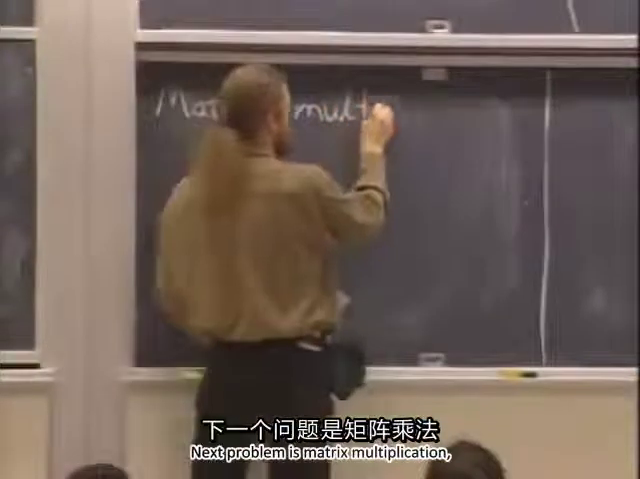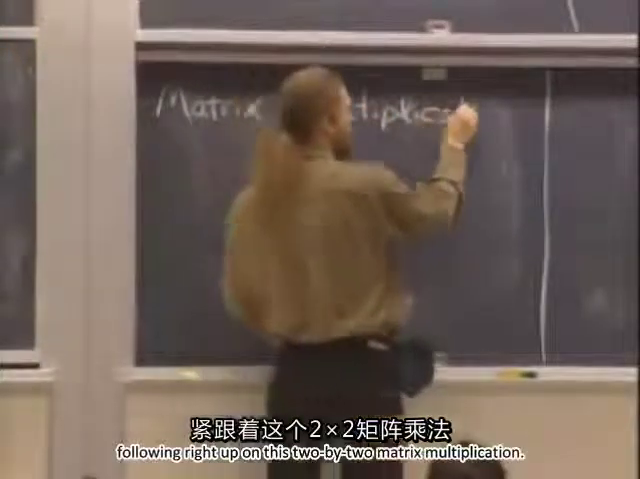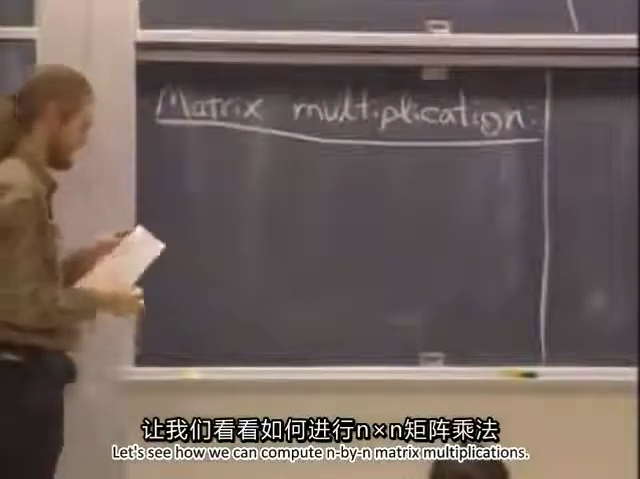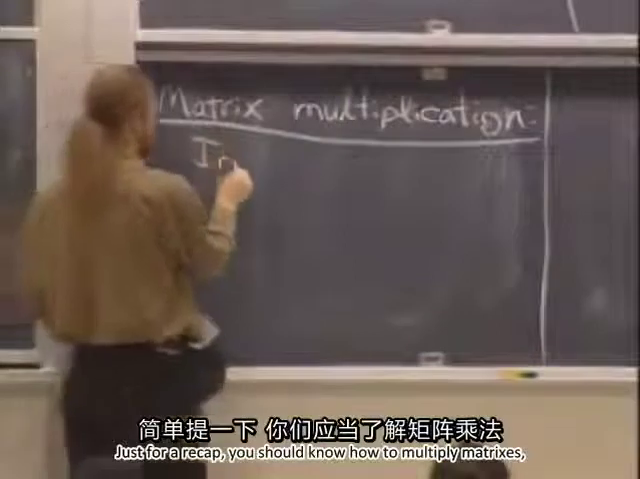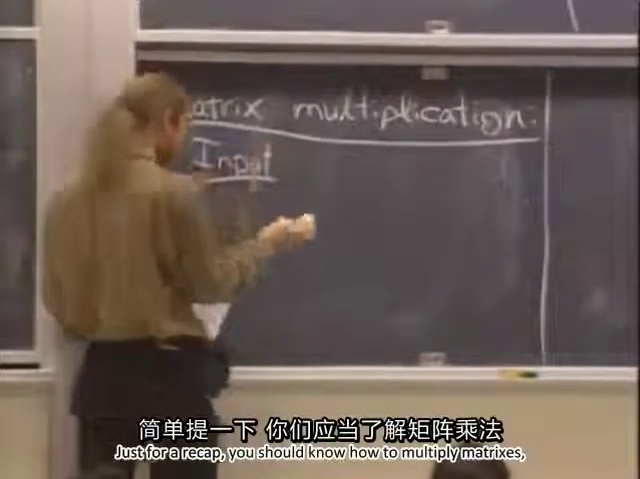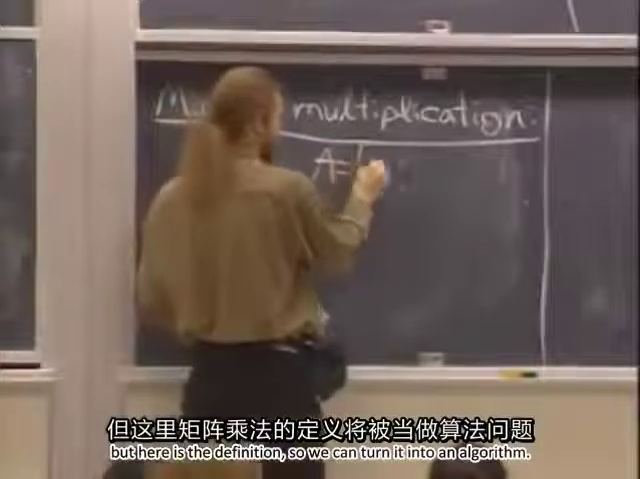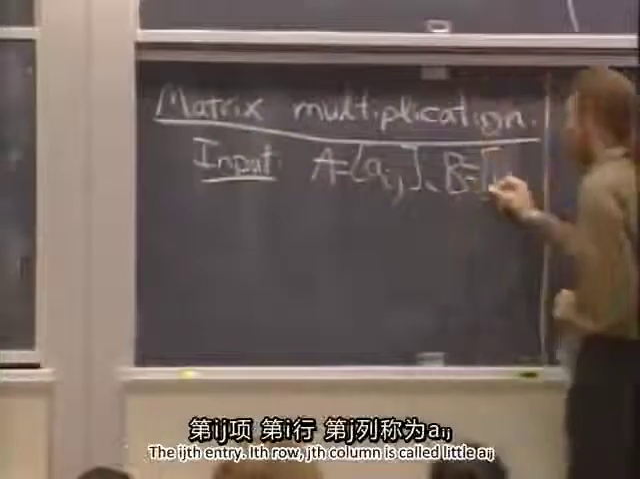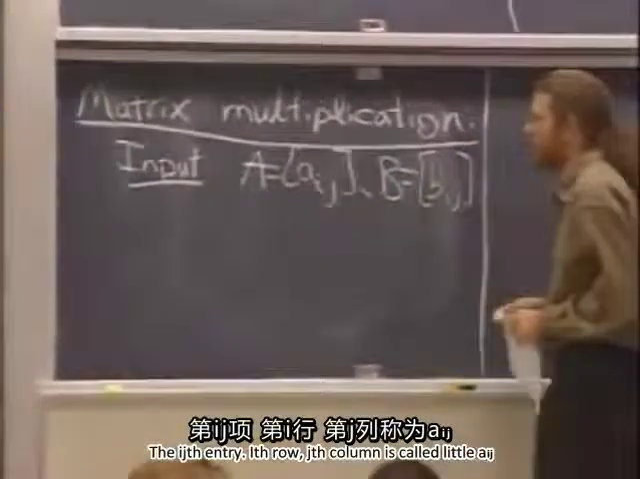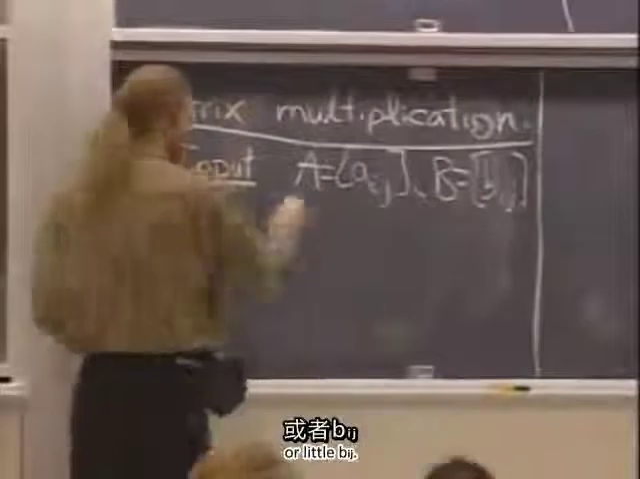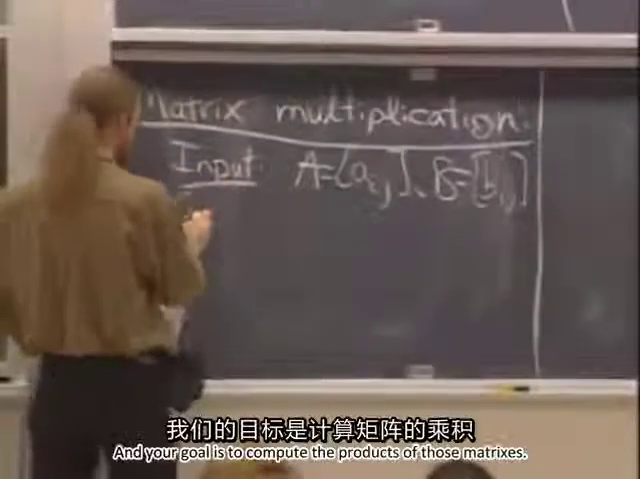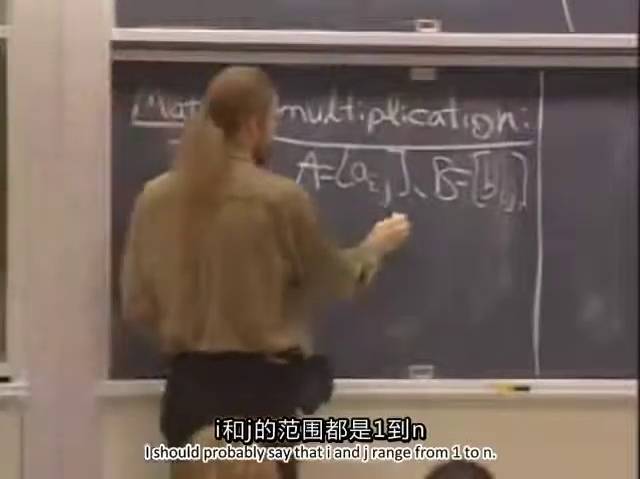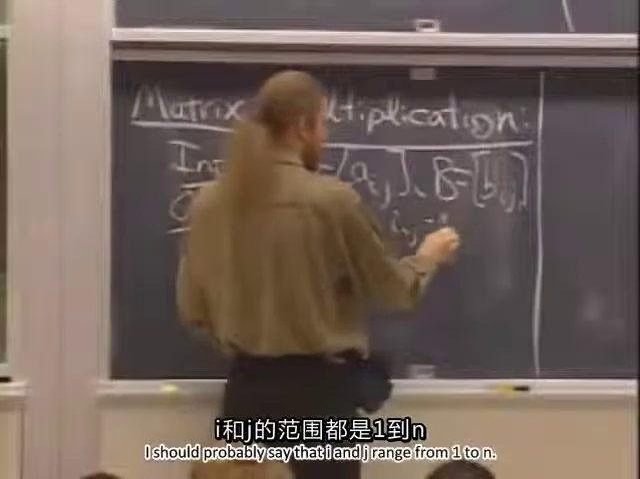Next problem is matrix multiplication. Following right up on this 2 by 2 matrix multiplication, let's see how we can compute n by n matrix multiplications. Just for a recap, you should know how to multiply matrices, but here's the definition so we can turn it into an algorithm. You have two matrices A and B. The ijth entry, ith row, jth column, is called little a_ij or little b_ij. Your goal is to compute the product of those matrices. I and j range from 1 to n.